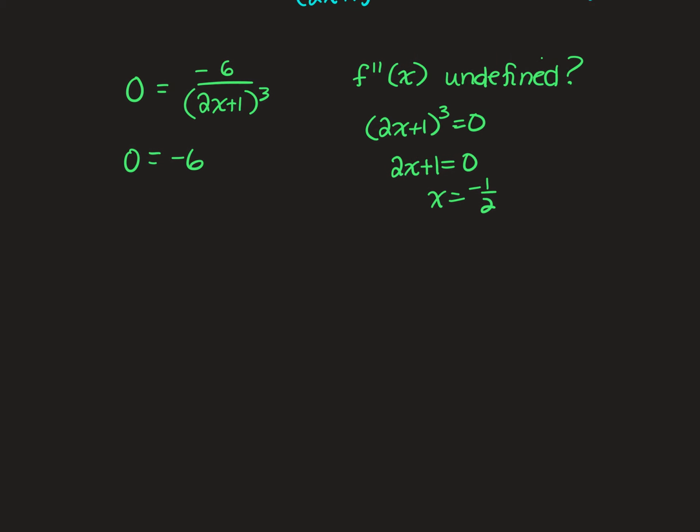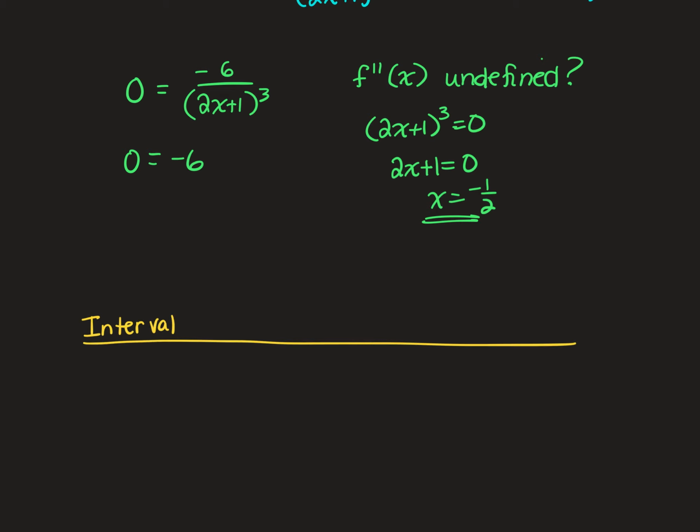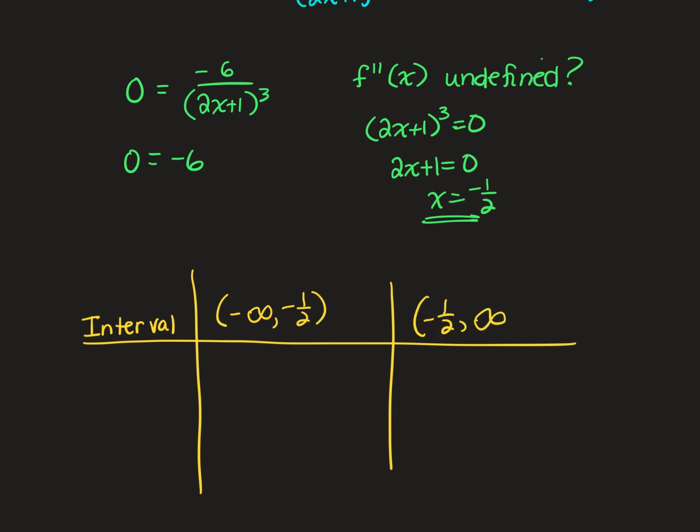So my table is my next step. I've got my number that I'm going to use to help me set up my table. My table is going to look like this. I'm going to have my interval, and I'll have everything less than -1/2 and everything more than -1/2. So we'll have everything from -infinity to -1/2, and then everything from -1/2 to +infinity. So those are my intervals.